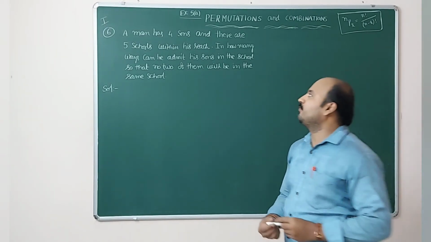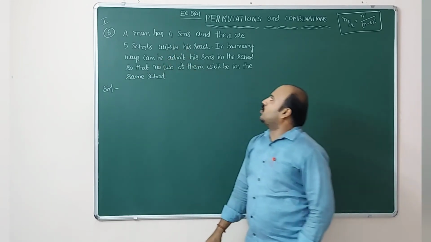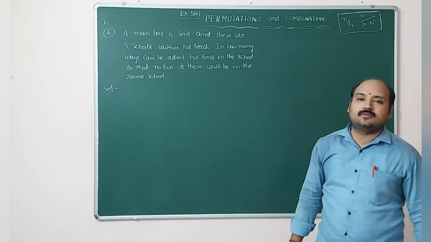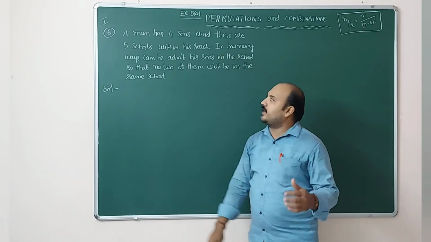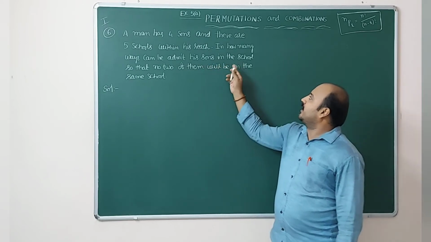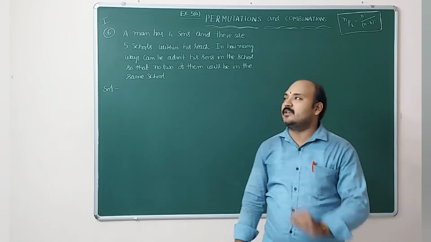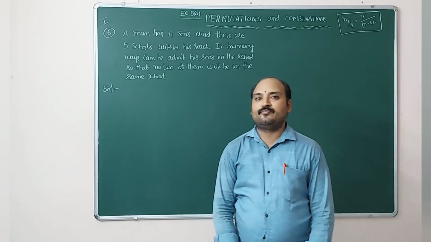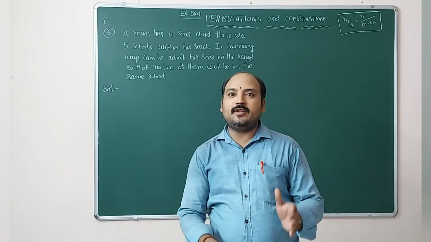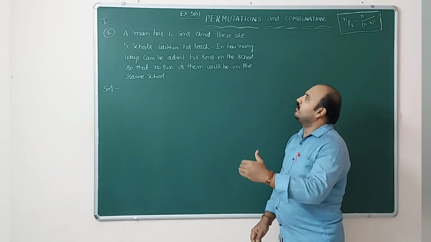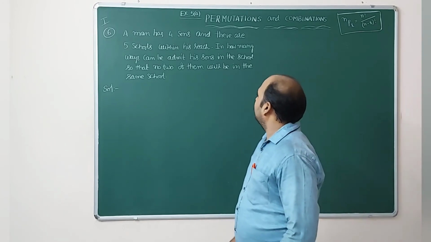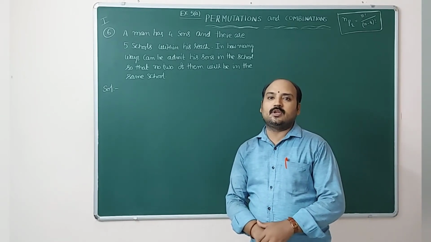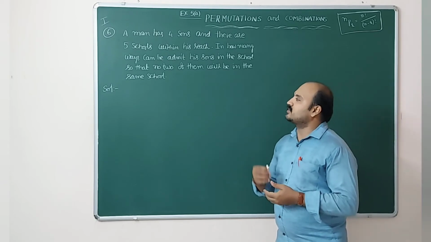The next question. A man has 4 sons and there are 5 schools within his reach. In how many ways can he admit his sons in the school? So that condition is given here. No 2 of them will be in the same school. So he wants to join his sons in the nearby schools. In his reach, 5 schools are there. In those 5 schools, he wants to admit 4 sons.